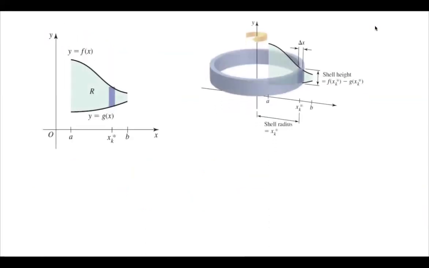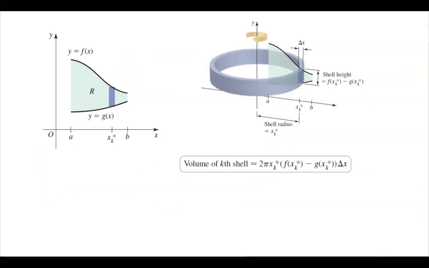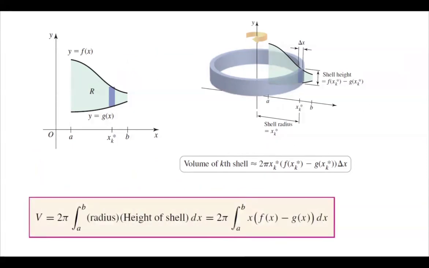And if you have two curves like f of x and g of x, the volume of these small shells is 2 pi x sub k star times the difference between y values, f of x sub k star minus g of x sub k star, times delta x. And it basically gives us the volume, which is 2 pi times the definite integral of radius times the height of the shell with respect to x, as x ranges between a and b. So these are all revolutions about the y-axis. That's how you have dx.